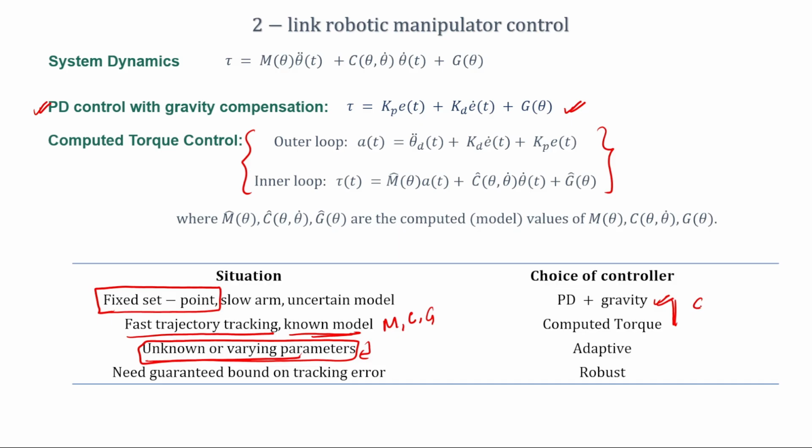are not at all good, because in the first method you had to cancel out g theta, okay, and in the second method you not only cancelled out g theta, you are also assuming that m hat is equal to m theta and c hat is equal to c theta, which means these are also getting cancelled. So unless you know the model, you should not go for these methods. If you do not know the model, you have to go for some kind of an adaptive controller, and if you want some bound on the tracking error, then you have to go for some kind of a robust controller.